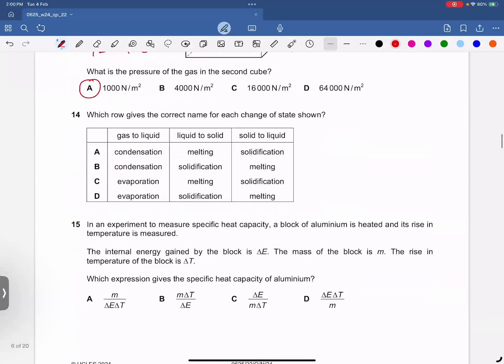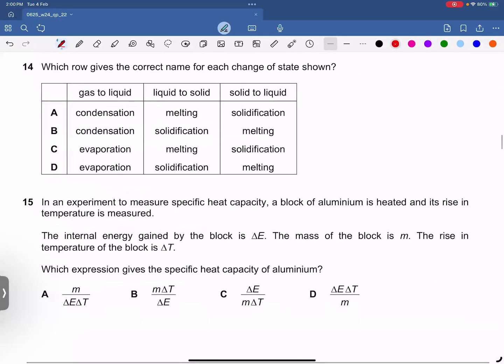Okay. Question number 14. Which row gives the correct name for each change of state? You just need to name, very easy question. Gas to liquid is condensation. Liquid to solid is melting? No, it is solidification or freezing. Solid to liquid is melting. Option B, very easy question. We proceed to question number 15.